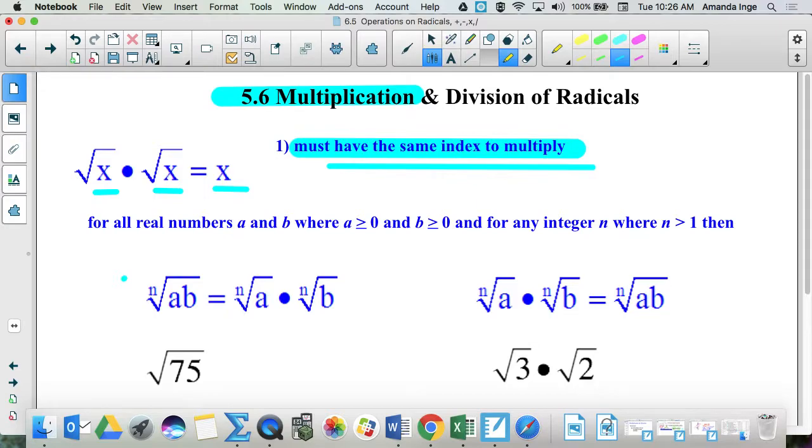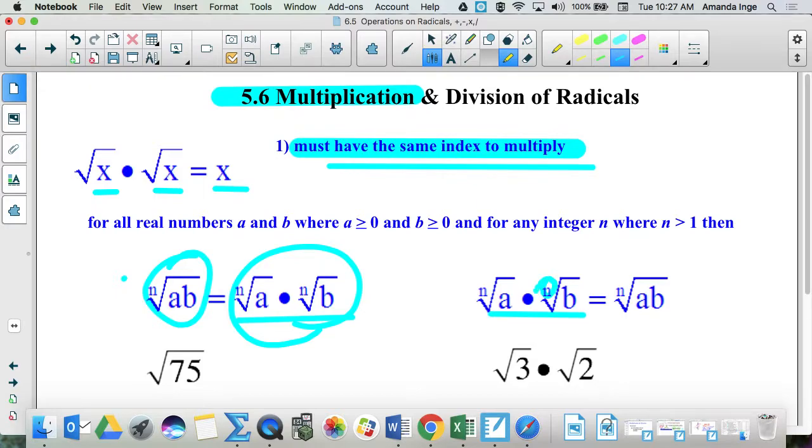So here I have the nth root of ab is equal to the nth root of a times the nth root of b. So I can actually take this and break it up into these two. Or I can do it the other way where I'm multiplying the two together, as long as the indexes are the same, in which case I get the nth root of a times b.